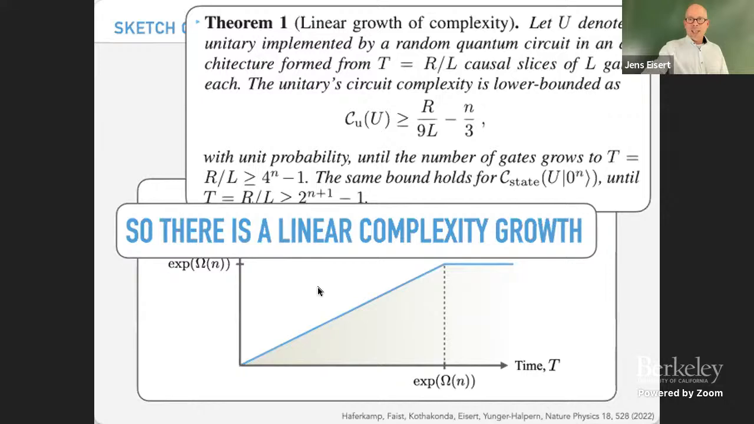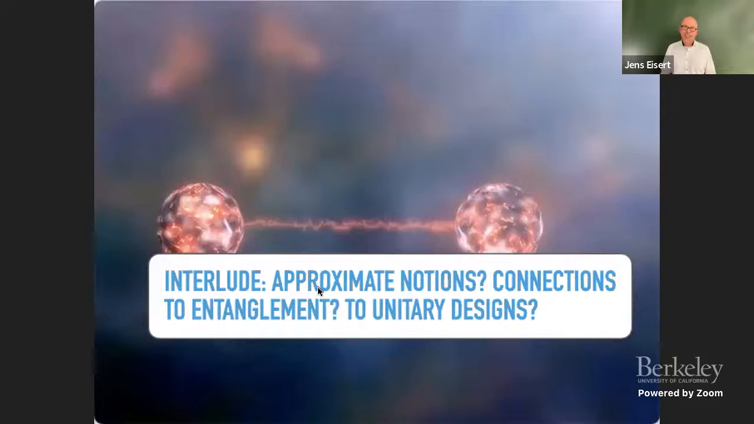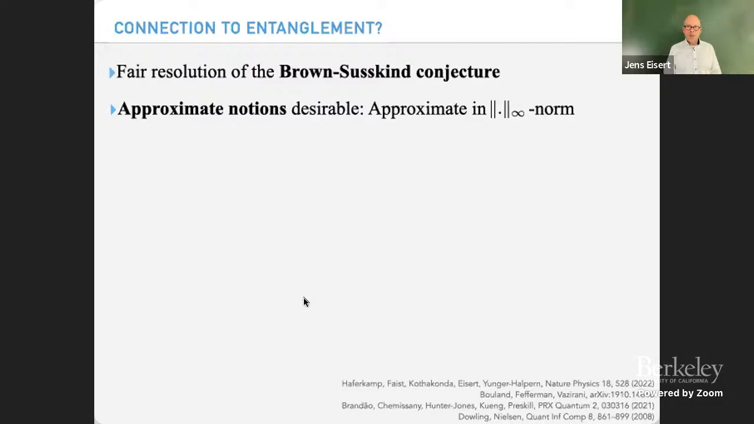Let's have a bit of an interlude and think a bit about approximate notions, connections to entanglement, to unitary designs, and have a snippet of a second part, but I keep it rather short. We will be a bit sketchier from here. So this is nice. We were very happy with this result. So that can be seen as a fair resolution of this Brown-Susskind conjecture.